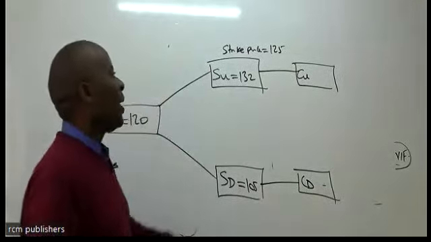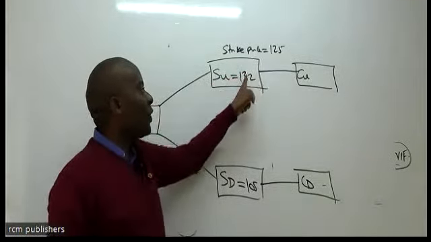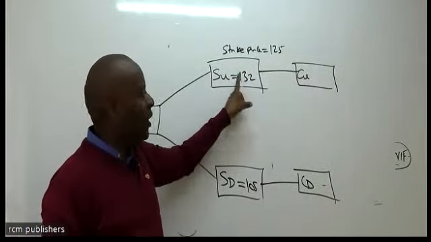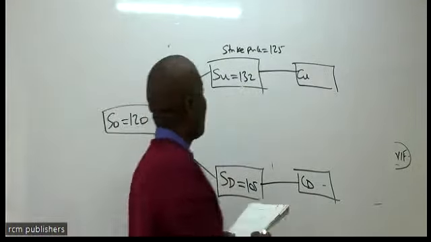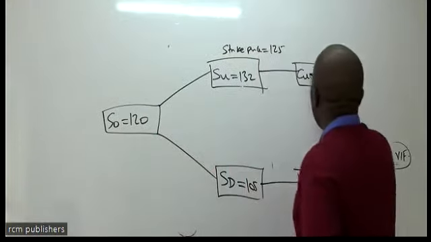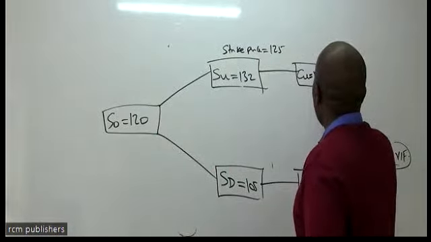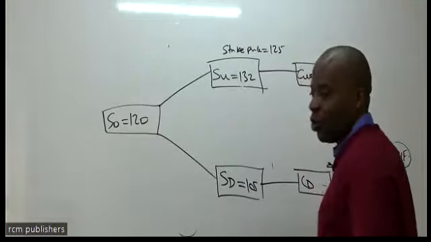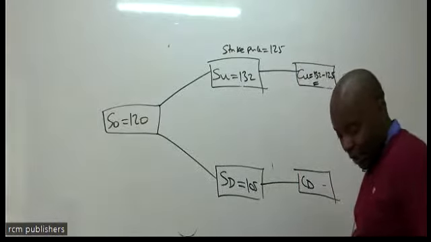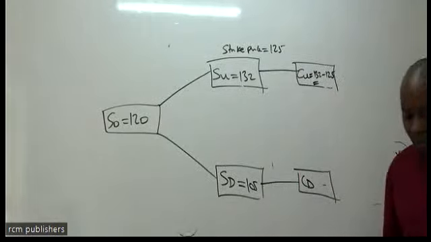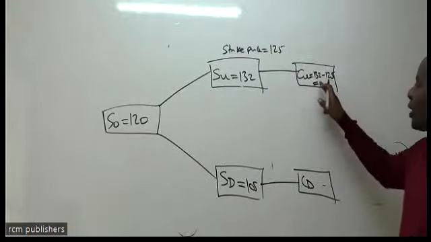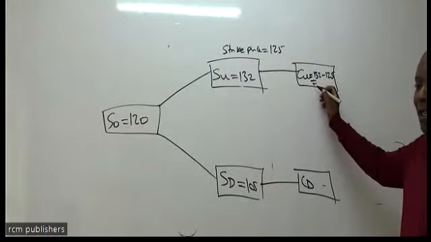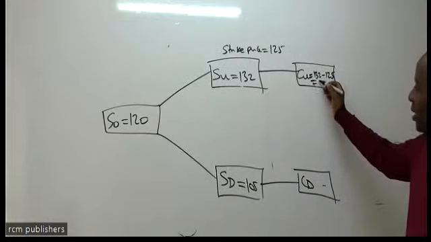My CU is basically the profit. I'm buying it at 125, selling it at 132, so it's the selling price minus the strike price. So the CU will be 132 minus 125, which equals who? Somebody here. What is the CU? 7, eh? 7.